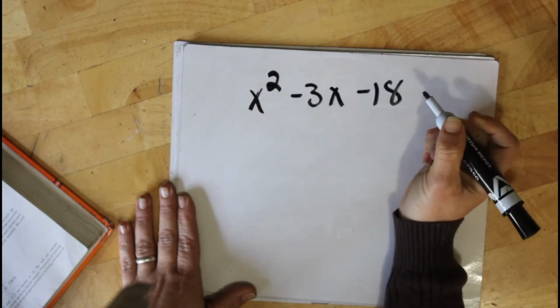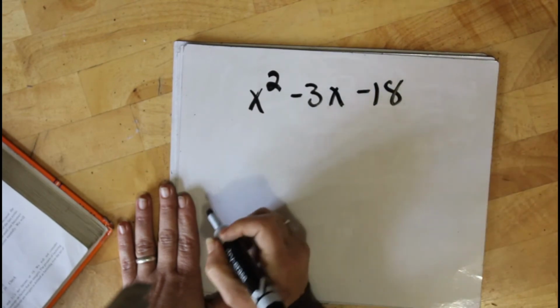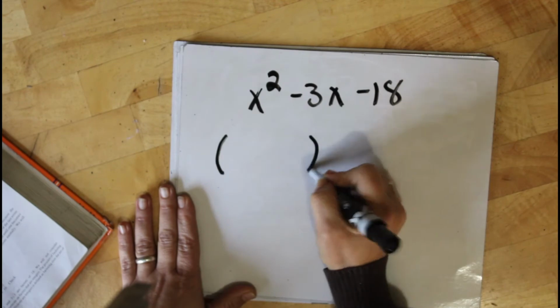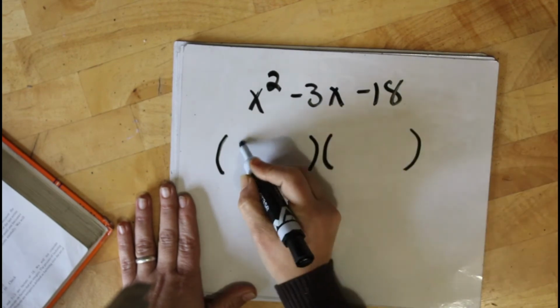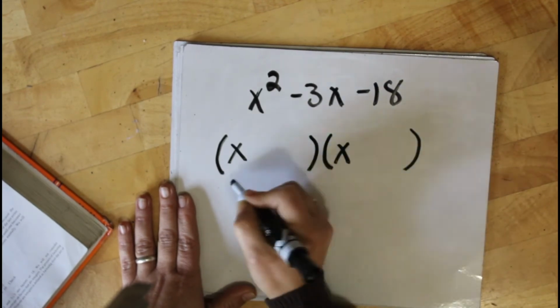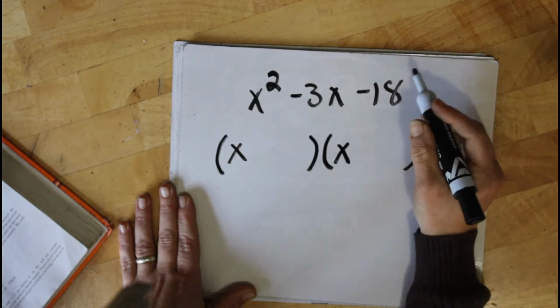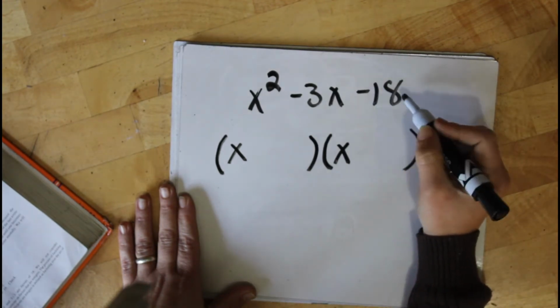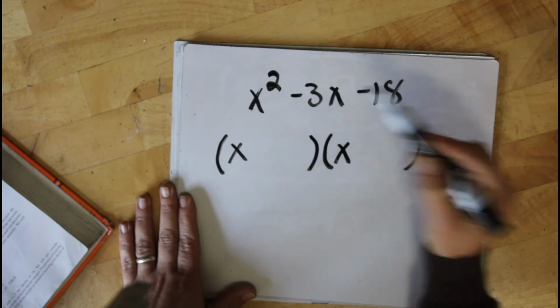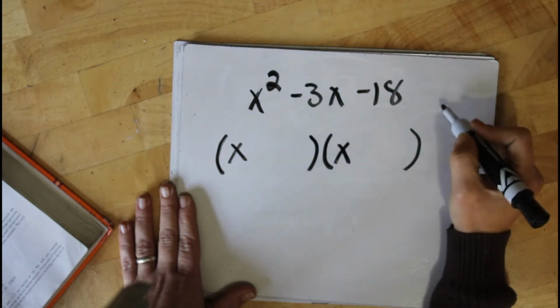And I'm on page 281. All right, so I'm going to start with my parentheses. And I know that I need x here and x here because x times x makes x squared. Now, I need two numbers that when multiplied together, they're going to get 18. And when they're added together, they're going to get negative 3.